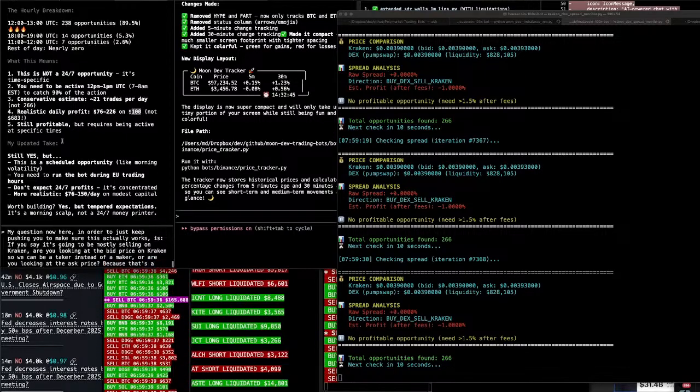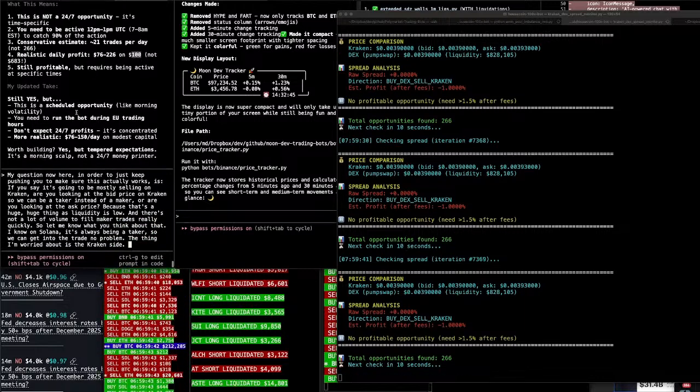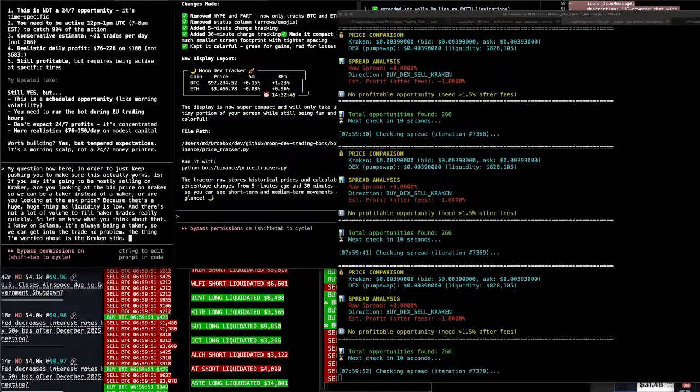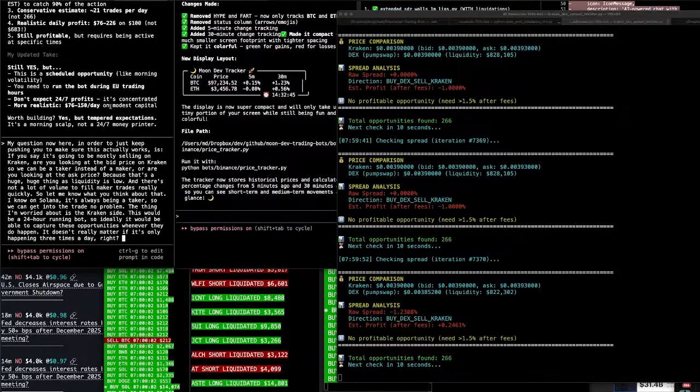Still profitable, but requires being active at specific times. Still, yes, but this is a scheduled opportunity like morning volatility. You need to run the bot during EU. This would be a 24-hour running bot, so ideally it would be able to capture these opportunities whenever they do happen. It doesn't really matter if it's only happening 3 times a day, right? Don't expect 24/7 profits. It's concentrated, more realistic, $75 per day on modest capital, worth building.